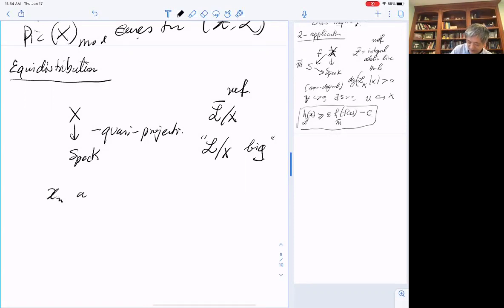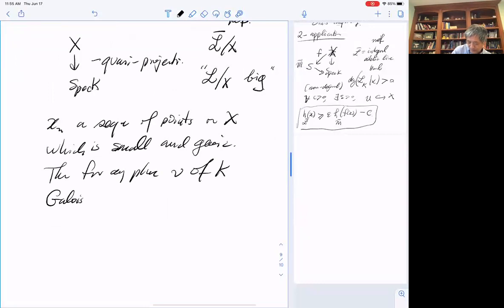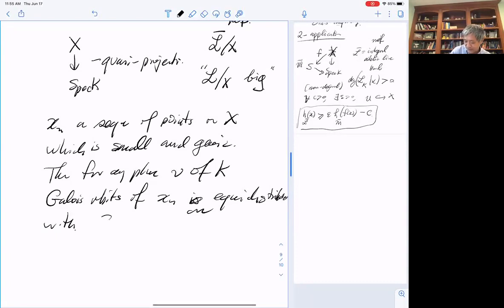If you have X_n, a sequence of points, and X with the same property, which is small and generic, then for any place v of K, the Galois orbits of X_n are equidistributed with respect to something called a Shou-Wu measure. Right. So this is the end of this thing there.